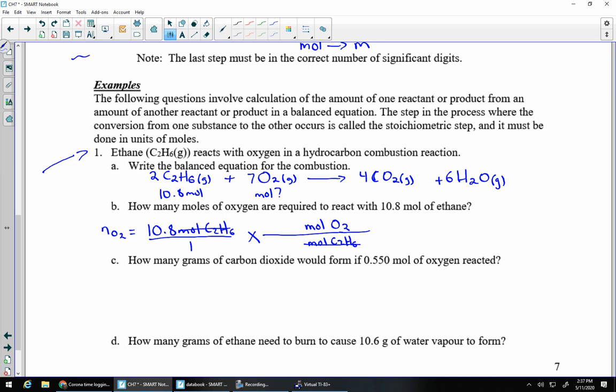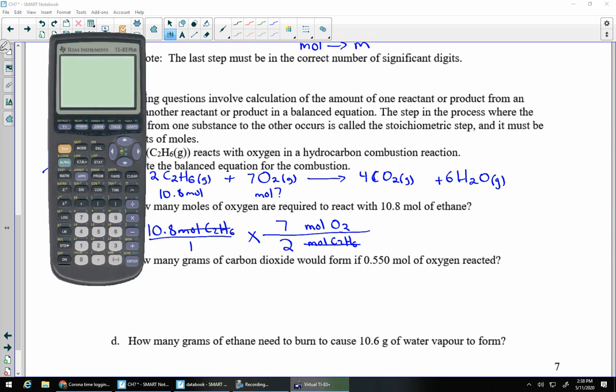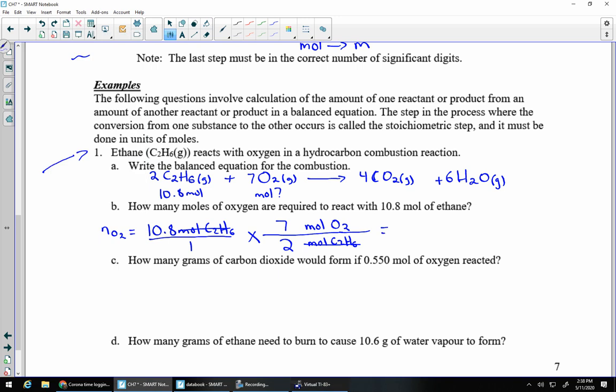So let's see. It is 2 moles of my ethane for every 7 moles of my oxygen. When I go to plug this in, it's just 10.8 times 7 divided by 2. So plugging in all the numbers, that works out to be 37.8 moles of oxygen. Nice, that's not too bad. Put a box around that one. I think it's got the right sig digs. I think it's good to go.